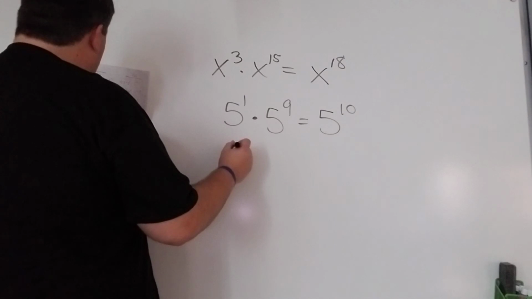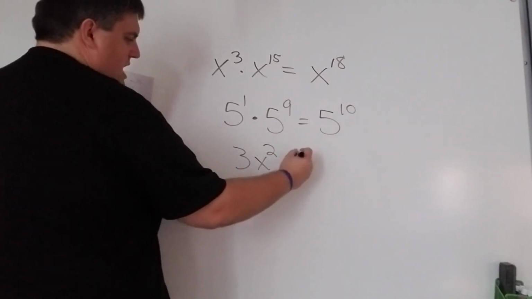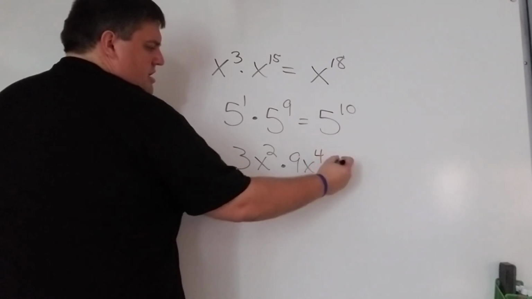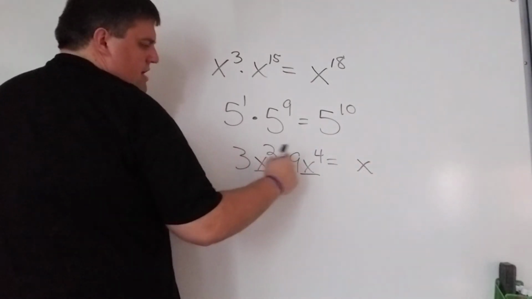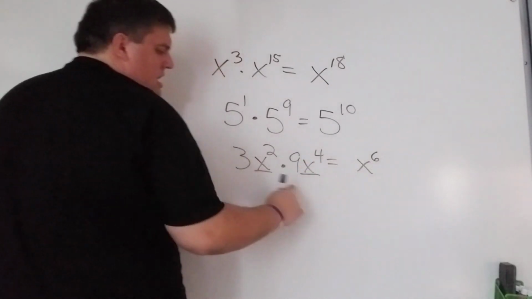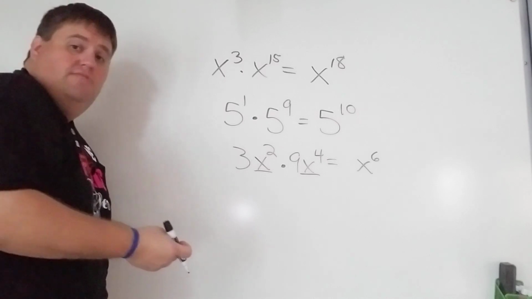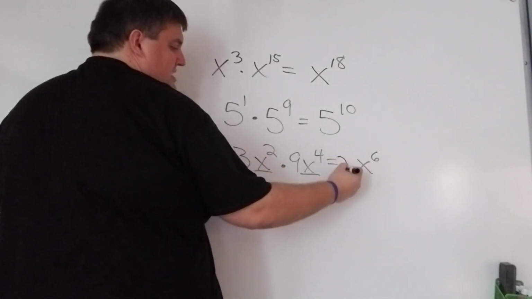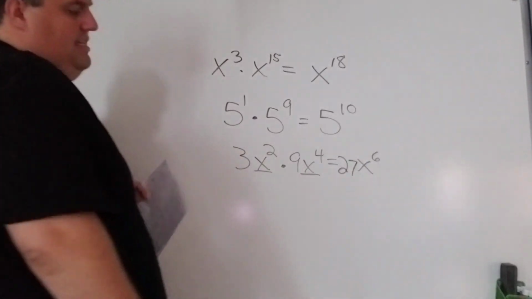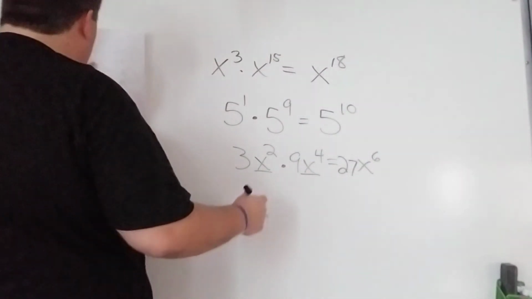And number 3, we have 3x squared times 9x to the 4th. So the x's have the same base, we keep the base, we add the exponents. But then the 9 and the 3 do not have the same base, so we have to do whatever the problem says for those. In that case, it's going to be multiply. So 3 times 9 is going to give me 27x to the 6th for my answer.